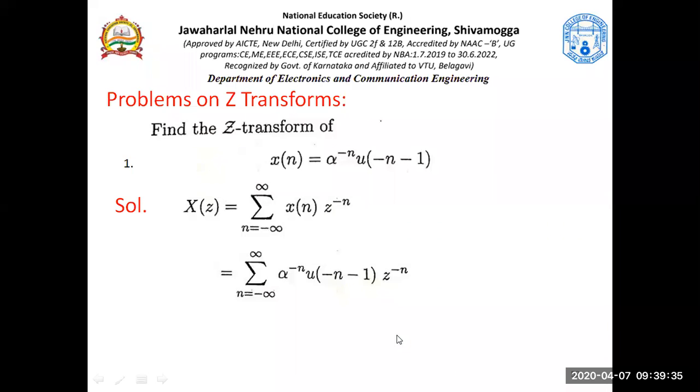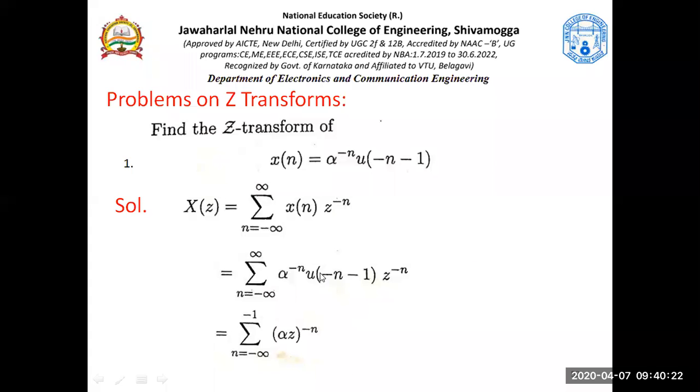What would be the next step if it is so? You need to look at which characteristics of this, the range of this. What is the range of this unit step function, that is u of minus n minus 1? The range of this is minus infinity to minus 1. So over minus infinity to minus 1, this is 1. So you would change the limits of the summation to minus infinity to minus 1, all negative n, except 0, mind you, and substitute this 1 over that. This is what you've done.